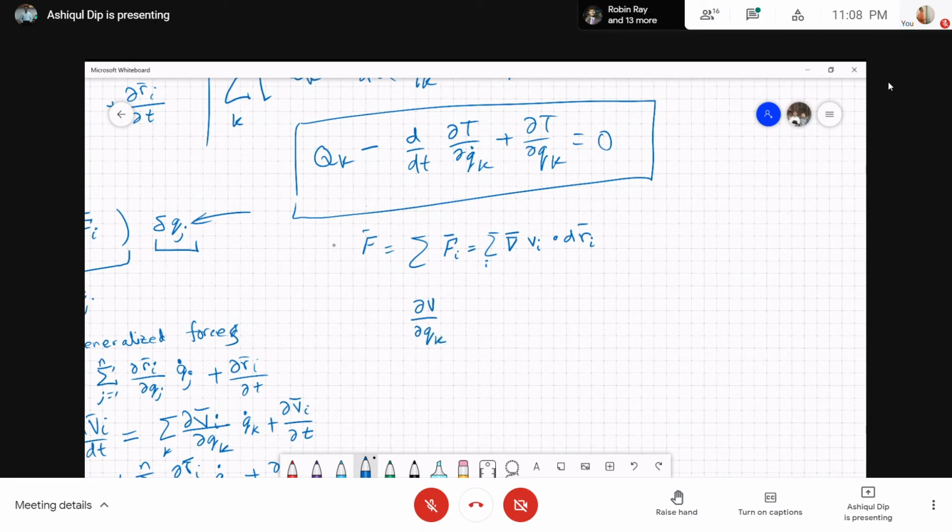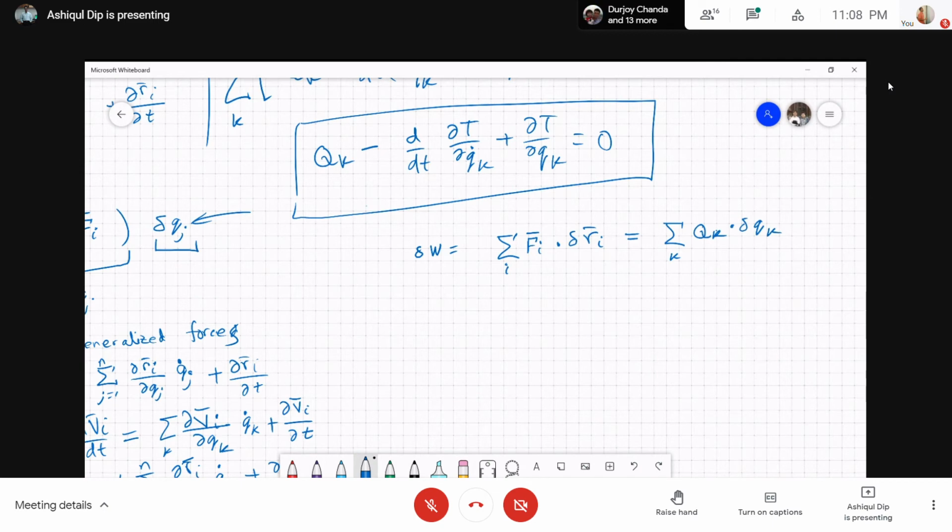Can you see it, or do I just need to prove it? It's just a directional derivative. Actually, I didn't mean to write this. I meant to write this. So δW, that's what we defined, sum over j, sum over i, F_i dot variation δr_i. And that we could write like this: sum over k of Q_k dot variation δq_k.